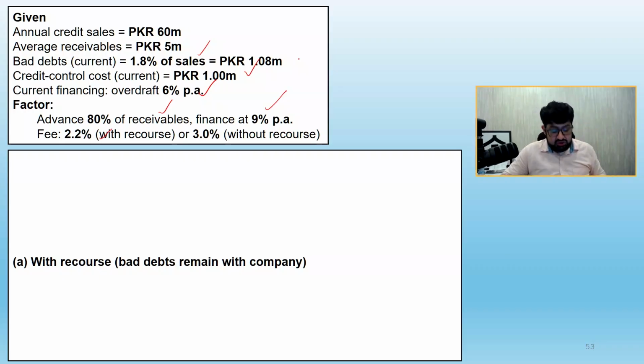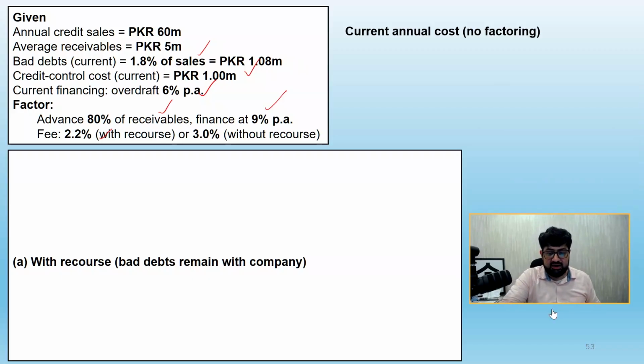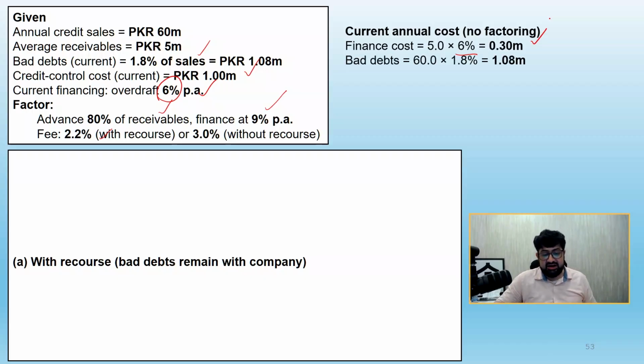Now, the current cost of receivables, no factoring. How to calculate? So 5 million are receivables. They will be financed at the 6% overdraft rate. So 0.3 million is the annual finance cost. Then bad debts will be there, 1.8% of revenue.